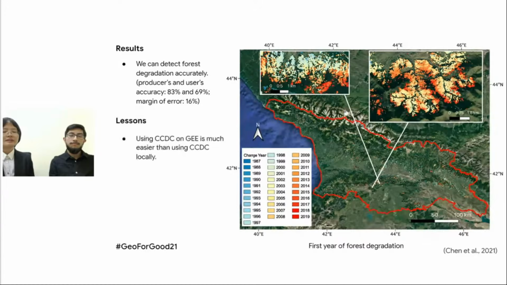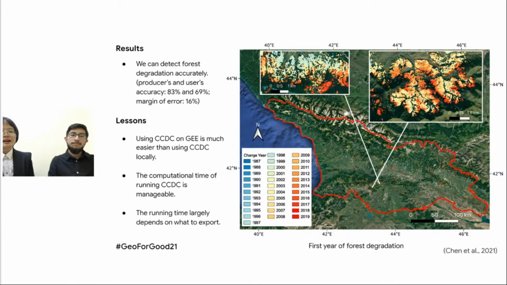From this project, we learned that using CCDC on GEE is much easier than using CCDC locally. For this project, I ran the CCDC function for the whole country by myself. And for this project, the computational time of running CCDC is manageable. But the running time largely depends on what to export. If you want to export the intermediate results for every step, it's going to take several days to get the final results for the country of Georgia. But if you only export the final results, it only takes several hours to get the results for the country.